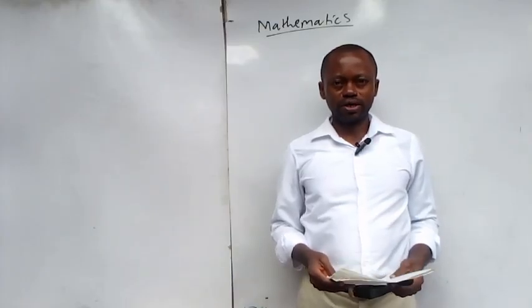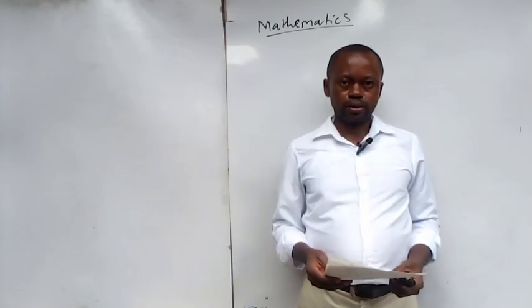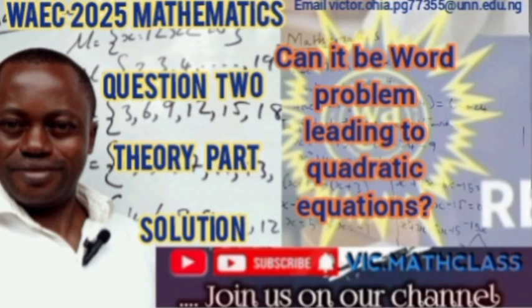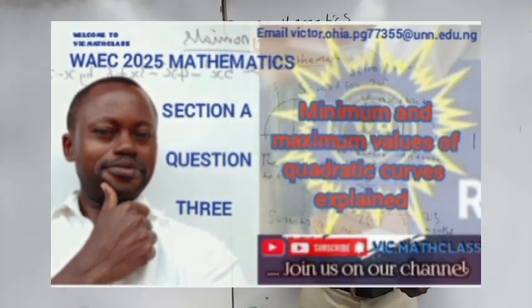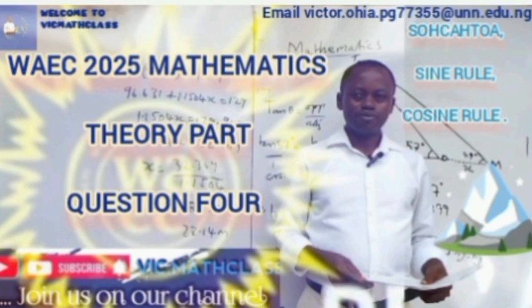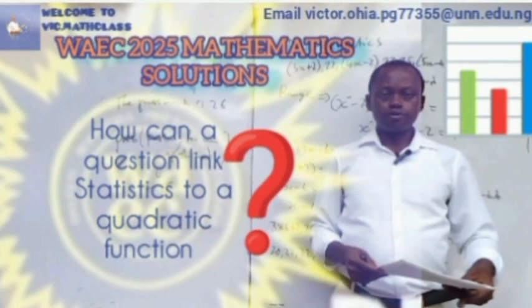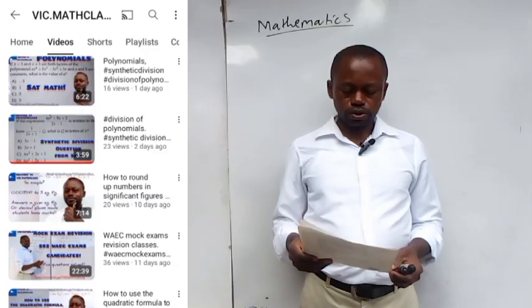My name is Victor Digomo, and in this class we are looking at the questions that came from the WAEC Mathematics exam for the year 2025, and we have been able to solve the theory part. All the questions in section A, the 5 questions, we've solved all of them, and we are now in section B. We are solving these theory questions one after the other.